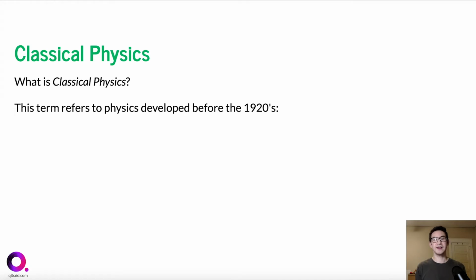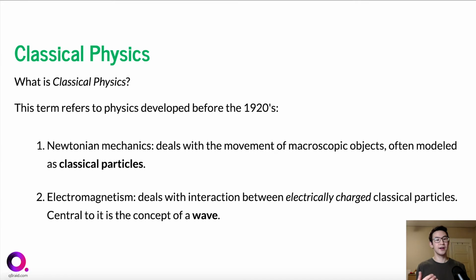So in general, physics aims to understand how nature works. All of the successful theories that have been developed before the 1920s are now grouped under an umbrella called classical physics. And classical physics has two main components: Newtonian or classical mechanics and electromagnetism.